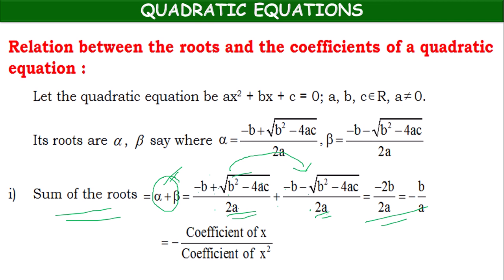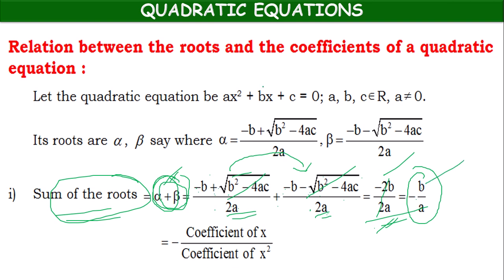Plus root of b square minus 4ac and minus root of b square minus 4ac: the same term, one with plus and one with minus, both of them get cancelled. Minus b minus b is minus 2b. In the denominator 2a, the 2 gets cancelled. Minus b by a. So the sum of roots is equal to minus b by a, where b is the coefficient of x and a is the coefficient of x square. So, the sum of roots equals minus the coefficient of x by the coefficient of x square.